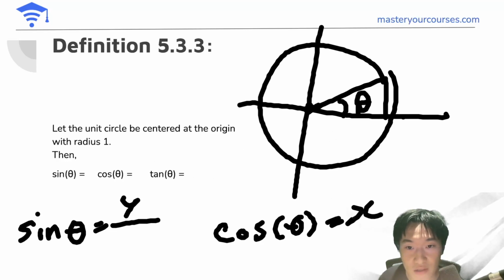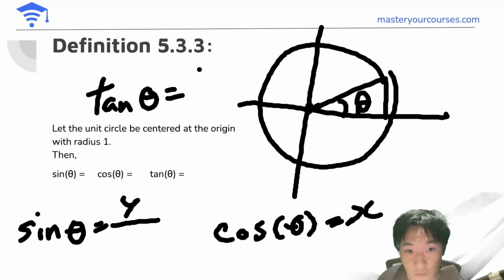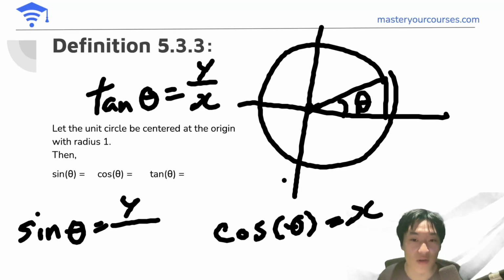And how about tan theta? Well, it's going to be equal to opposite over the adjacent. But what's opposite with regards to theta here? It's going to be the outside value here, which is just y. So it's y over x. And there you go. You have a great formula for finding out what the sine, cos, and tan are given a radius of 1.